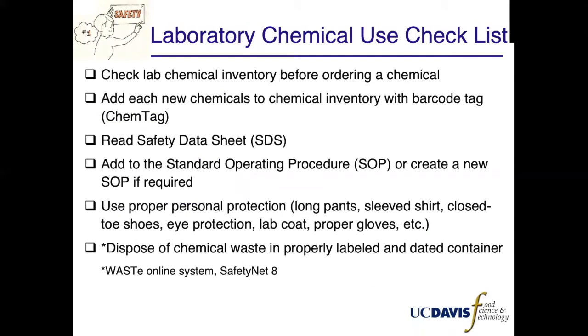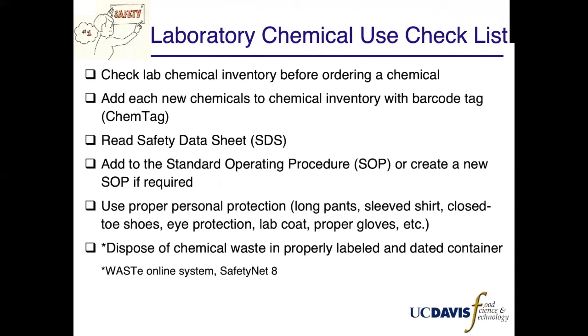So now we'll discuss chemical use a bit more. Prior to buying any new chemicals, check your lab's inventory to make sure you don't already have it. Add each new chemical to the chemical inventory system and place a barcoded tag on the chemical. These are called chem tags. You have to enter the barcode manually into the chemical inventory system when you first enter the chemical. However, after that, you can use a barcode scanner to scan the chemicals in your lab to log them into your inventory.